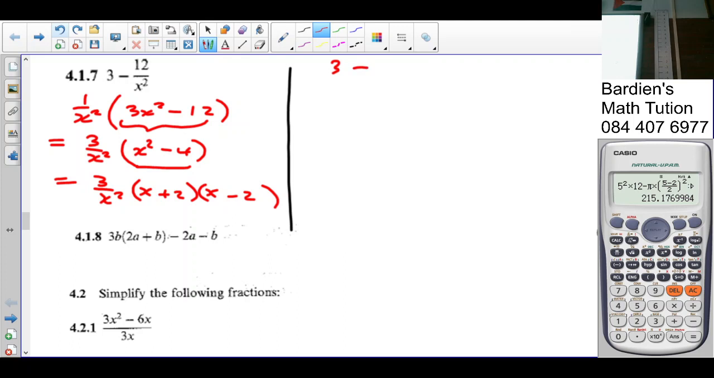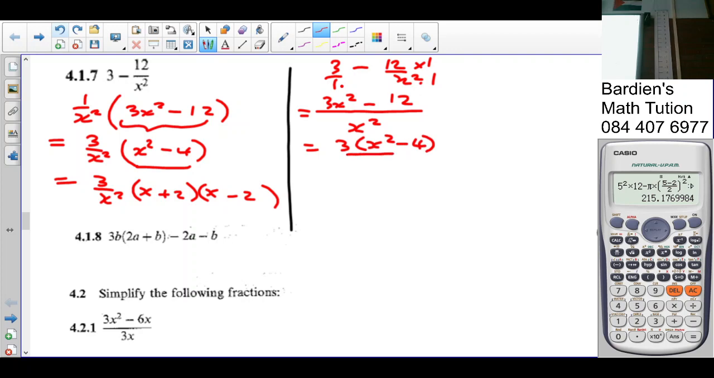If you got 3, 12 over x squared, that's naturally over 1, so your LCM is x squared. So that must be multiplied by x squared, so 3 times x squared is 3x squared, minus, the denominator is already sorted, so it's times by 1. So what do you notice? What is common here? 3. I'm left with x squared minus 4 over x squared. What do you now notice? Difference of squares. So x plus 2, x minus 2 over x squared. Any confusion here? No?